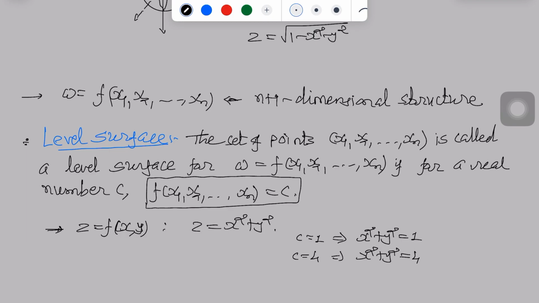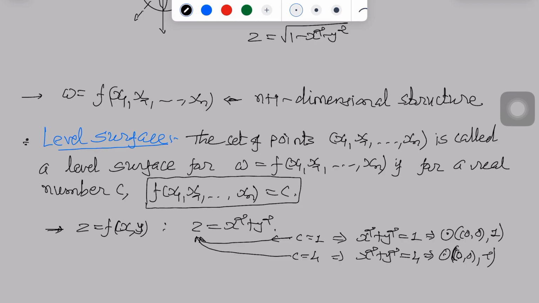Right. Because for c is equal to 1, I have z is equal to c, which is equal to 1. So x square plus y square equal to 1. Right. We are substituting the values of c here. Clear? What is this x square plus y square equal to 1? You know that this is nothing but the circle with center 0, 0 and radius 1. This is also a circle with center 0, 0 and radius 2. You know all such things, right?